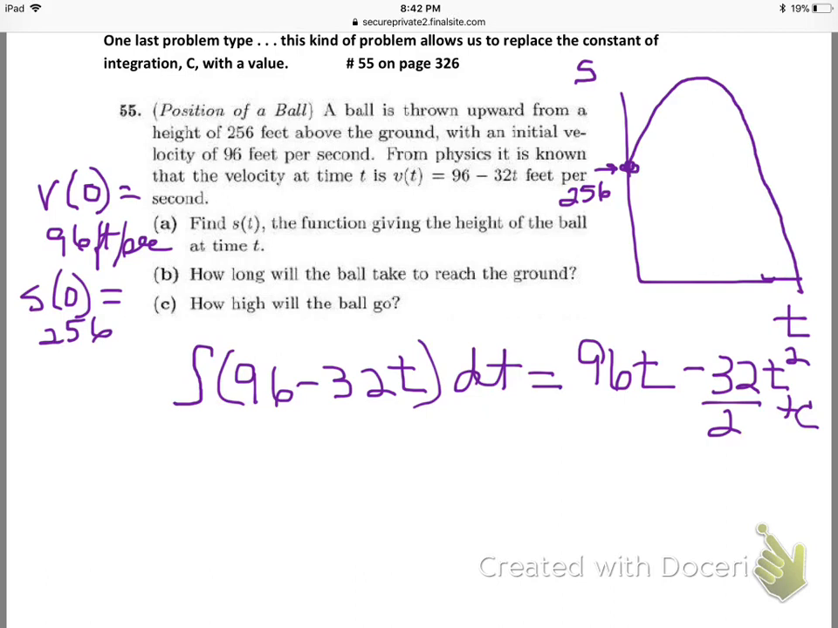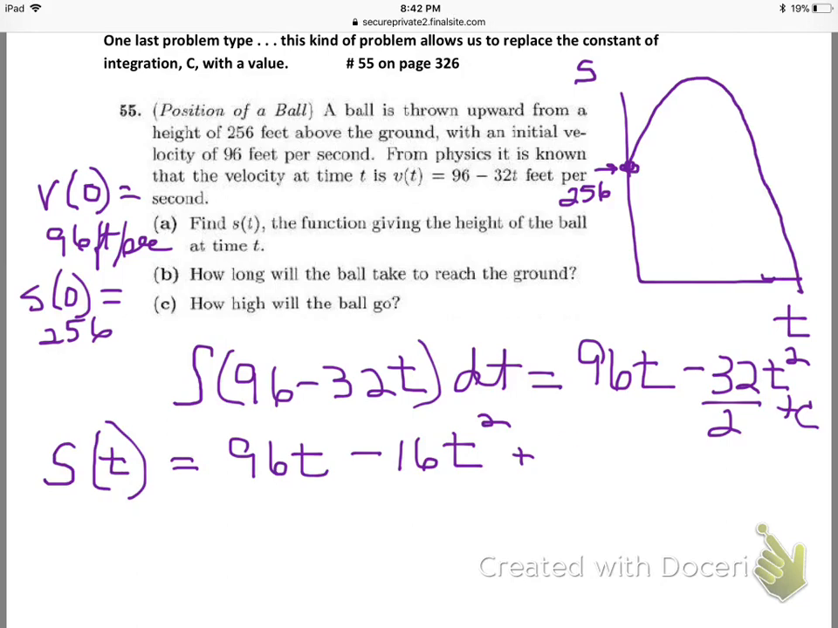So let's write that out down here. Because I know it's the position function, I'm going to identify it as s of t. So s of t is going to equal 96t minus 32 divided by 2 is 16, minus 16 t squared plus c.